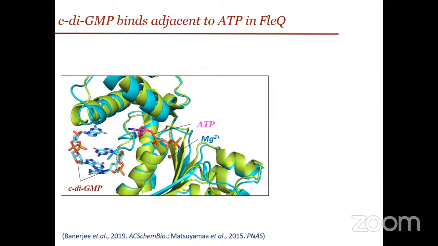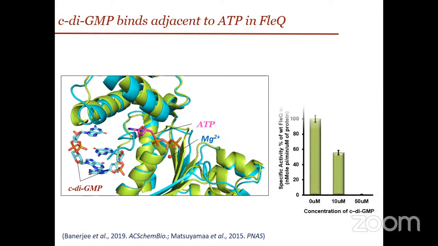So then there was a crystal structure that was published of cyclic di-GMP with FleQ. Remember, I told you in the beginning, when FleQ binds to the secondary messenger cyclic di-GMP in the cell, it becomes an activator of biofilm genes. So the structure was published in PNAS, and we compared the structure to our structure, which was ATP bound, and we see that these two molecules bind close to each other. They don't bind to the same site, but an adjacent site. And some of the residues were common, which were binding to cyclic di-GMP and to ATP. And therefore, when cyclic di-GMP is bound to FleQ, ATP cannot bind.